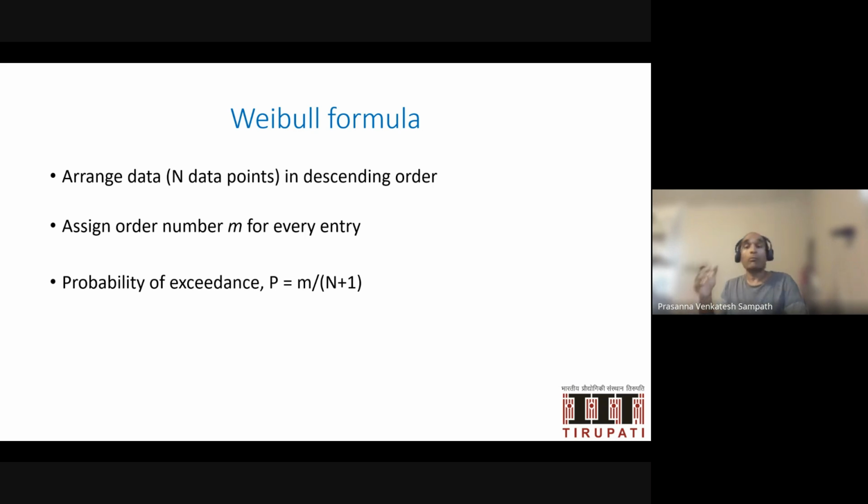Okay, so the probability of exceedance for any given event is given by m by n plus 1. M in the numerator is the rank or the order number for a given entry, and capital N is the total number of events. So I divide it by n plus 1. Now you might wonder, why should I divide it by n plus 1? Why can't I divide it by n? If you do that, then you will get 100% probability for the last point, and then nobody can say that you will not get less than the highest.